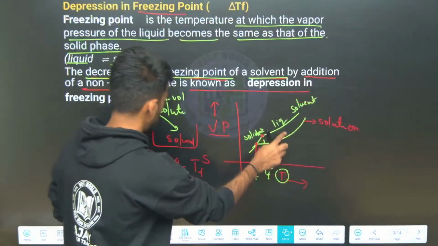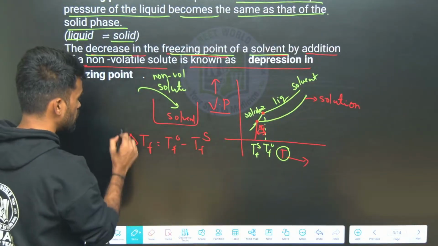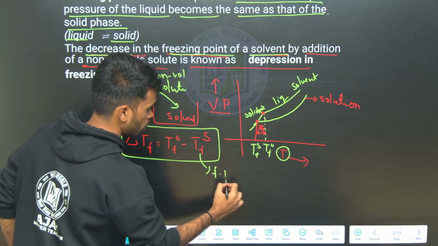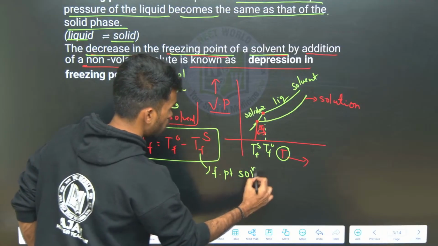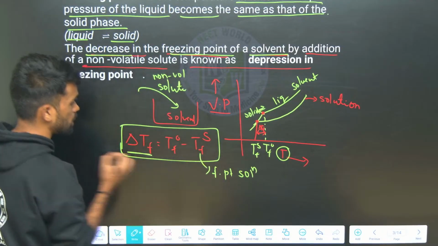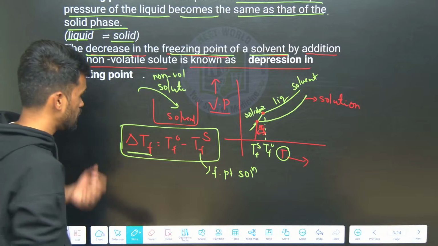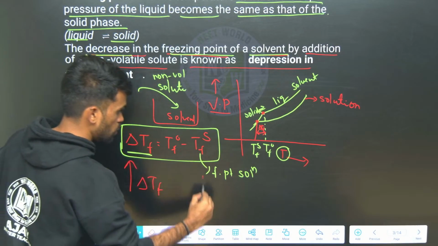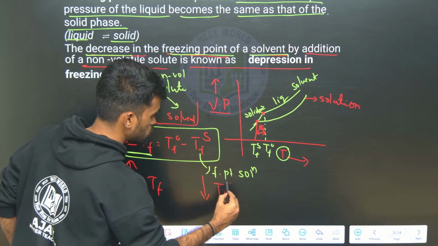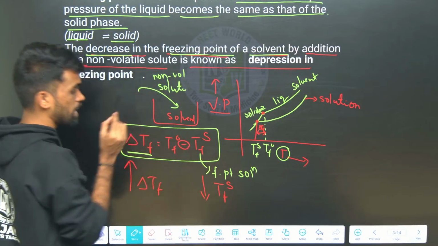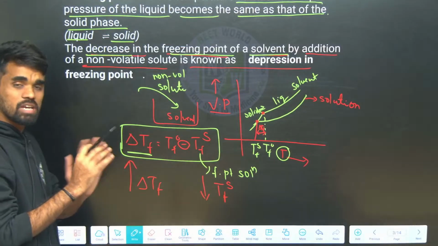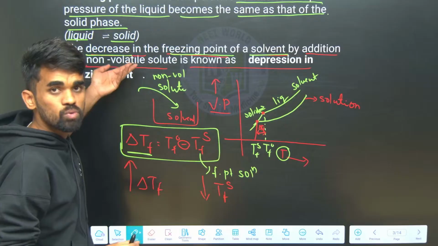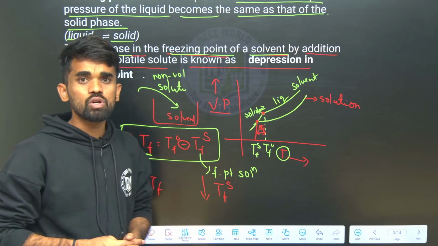Now this is the first thing you need to know here. So look here, TFS is the freezing point of what? Solution. So how are the freezing point of solution and depression in freezing point related? See, the more delta TF, the lower is the freezing point of solution. Why? Because there is a negative sign. So they are inversely related to each other. If depression in freezing point is more, the freezing point of solution should be smaller.